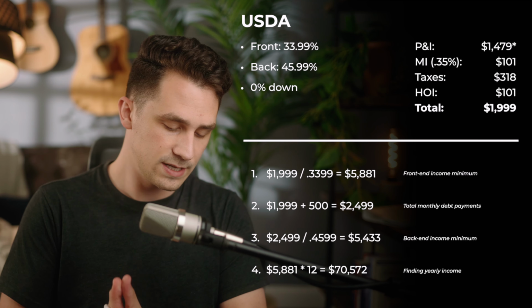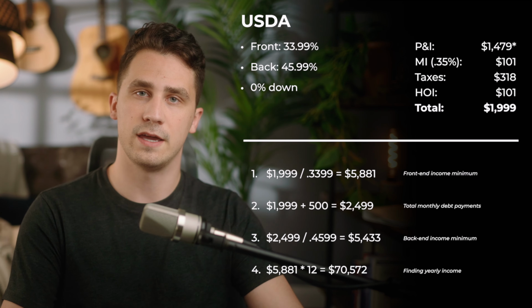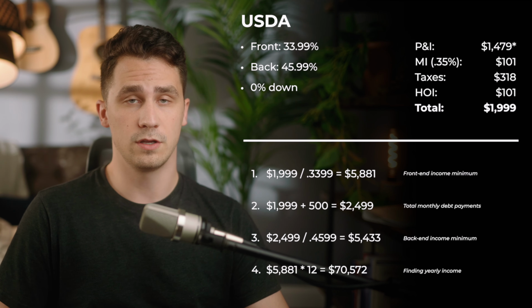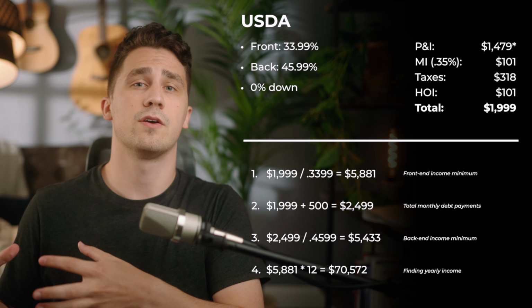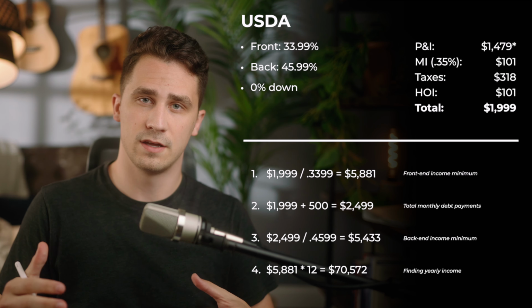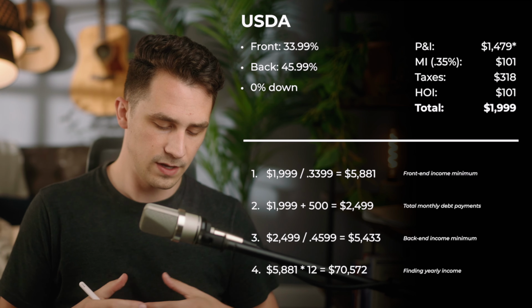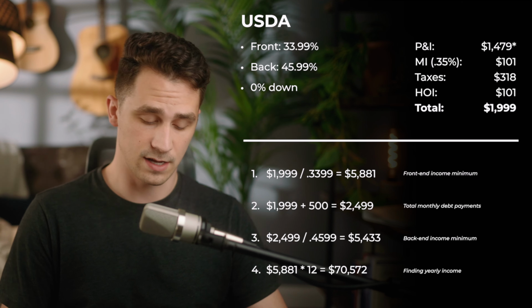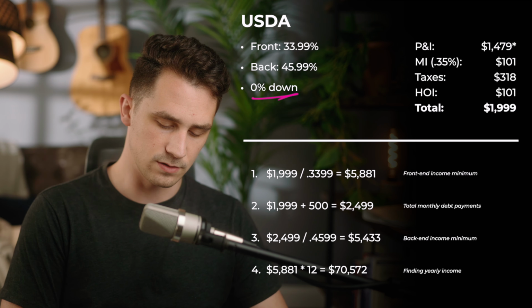Front end debt to income ratio is 33.99% with USDA. This is quite a bit lower than the other loans. And so we're going to need a higher income to be able to accommodate the much lower debt to income ratio. The back end debt to income ratio is 45.99%, and this is 0% down.